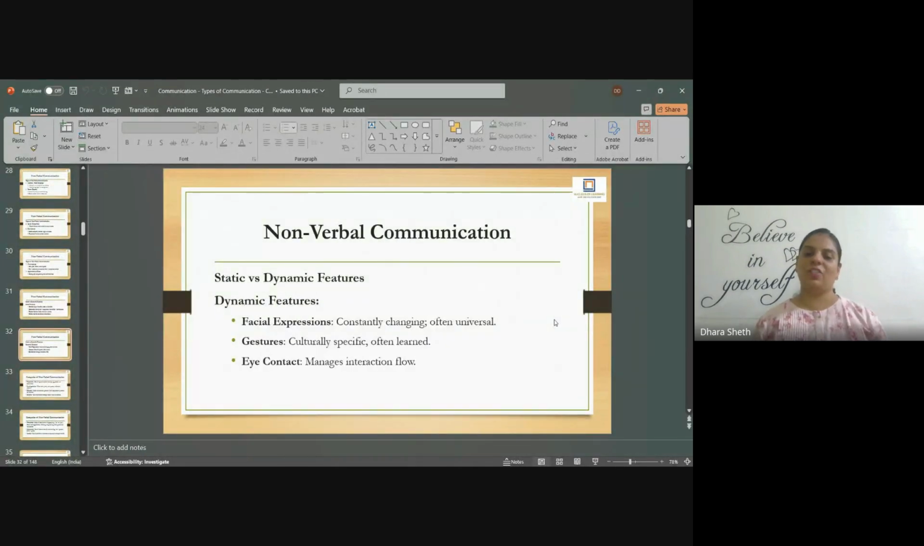Dynamic features: facial expressions constantly keep on changing, and they are mostly universal, unless you have mastered poker face. Gestures are culturally specific, and you need to learn them. You know your own culture, but of other cultures, like in Japan, they bow when they finish talking. In China also, they have a culture of bowing. Korea also. Here in India, we have the culture of touching feet. So these are gestures which are culturally specific. Eye contact is again dynamic. It comes and goes.